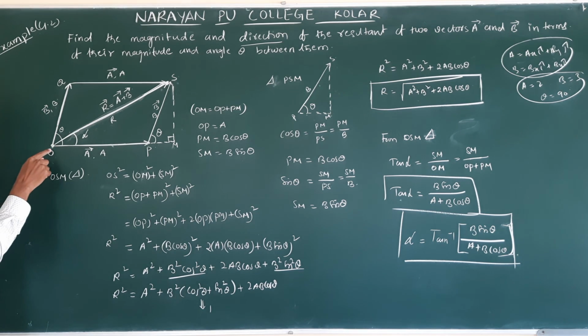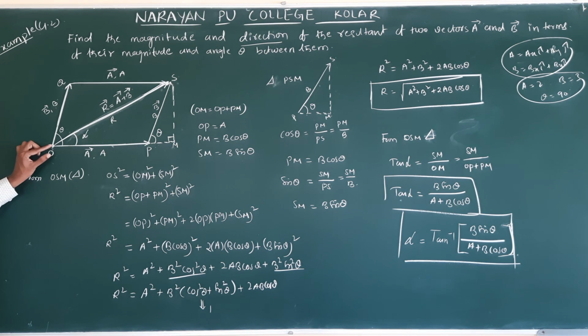From where? Same point. Understand? Parallelogram law states that when two vectors act from the same point so as they act as the sides of a parallelogram, the diagonal of the parallelogram represents the magnitude and direction of the resultant vector of the two vectors acting from the same point. Clear? That is the statement of this parallelogram law.